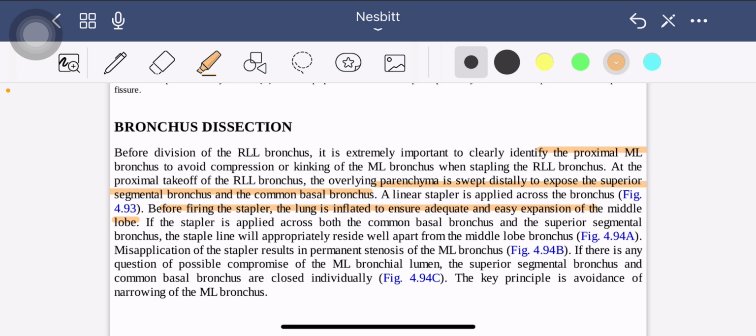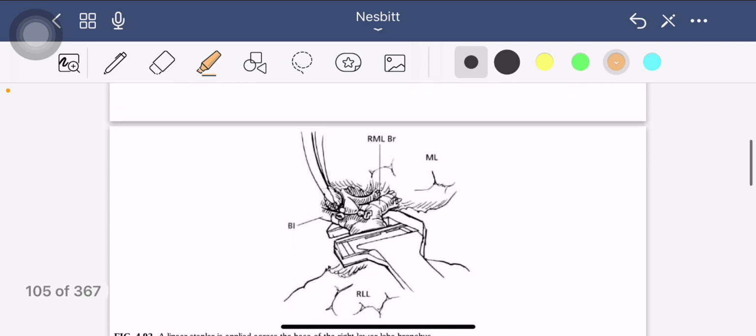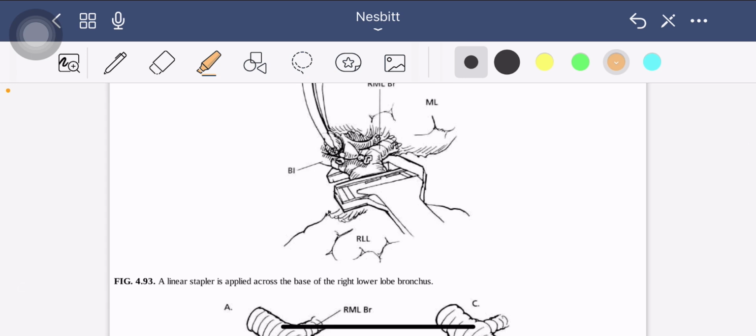Before firing the stapler, the lung is inflated to ensure adequate and easy expansion of the middle lobe. If a stapler is applied across both the common basal bronchus and the superior segmental bronchus, the staple line will reside well apart from the middle lobe bronchus. Misapplication of the stapler results in permanent stenosis of the middle lobe bronchus, and if there is any question of possible compromise of the middle lobe bronchial lumen, the superior segmental bronchus and the common basal bronchus are closed individually. The key principle is avoidance of narrowing of the middle lobe bronchus.